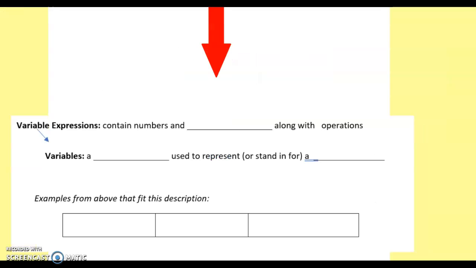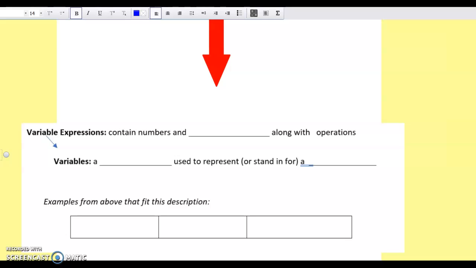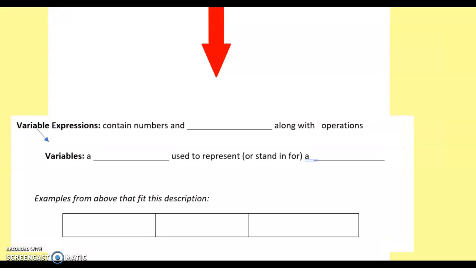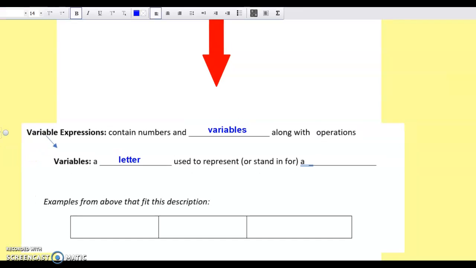Okay, the second type of expression that we're going to take a look at is a variable expression. These phrases contain numbers and variables, along with operations, again, to join those separate terms. So just to kind of also expand, again, variable expression, it contains variables. It's in the name, guys, so hopefully you're able to see the connection. And just to kind of define variables again, you've worked with these in algebra. They are a letter that you're going to see in the expression that's used to represent or stand in for a number.